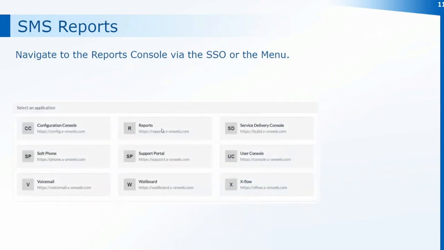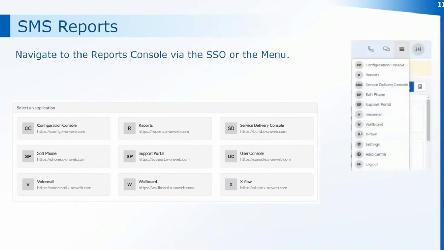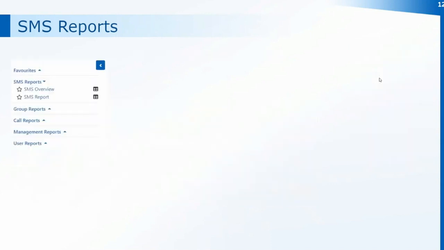Now, there are also reports available for the SMS messages that have been sent out. And so if you navigate to the reports console, again, either via the single sign-on page and using the reports application on that login page, or via the menu if you're already in a console, just by clicking on the three lines next to your initials and then selecting reports from the options in the menu. Once in the reports console, on the left-hand side, you'll see a section marked as SMS reports. And if it's not expanded like these others, just click on the little arrow next to the reports, and it will then give you the reports that are available.